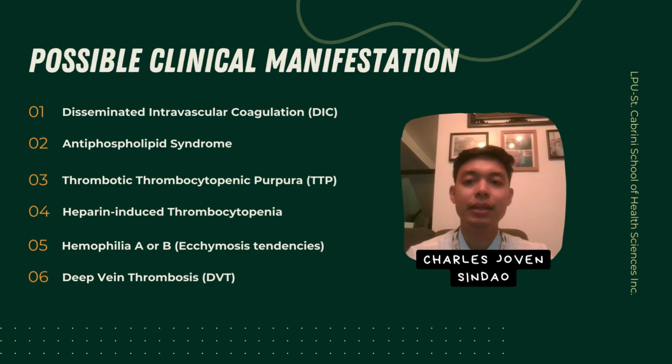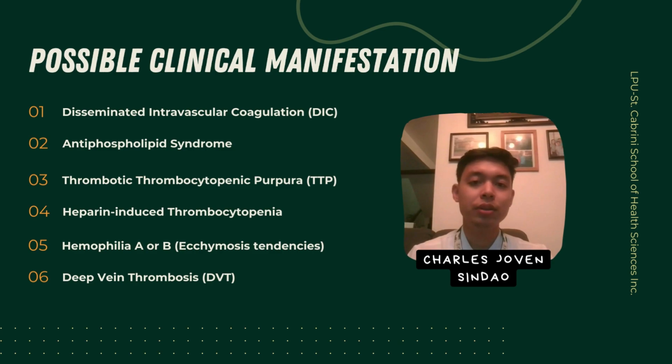First, disseminated intravascular coagulation or DIC. It is a condition where abnormal blood clotting occurs throughout the body's blood vessels, leading to excessive clot formation and subsequent bleeding. Second is the antiphospholipid syndrome or APS.